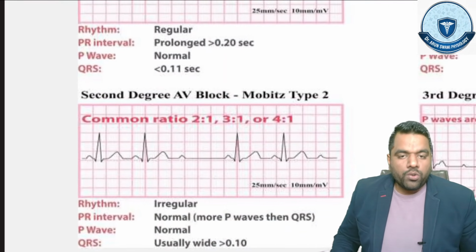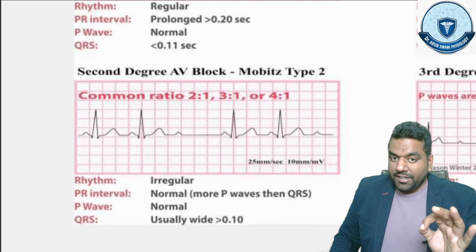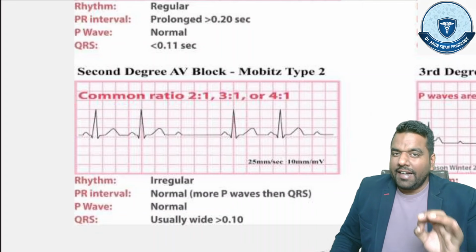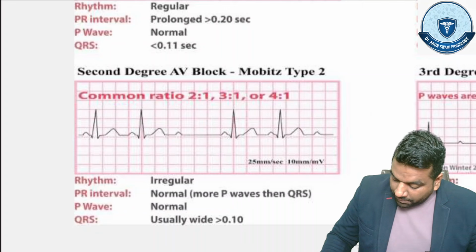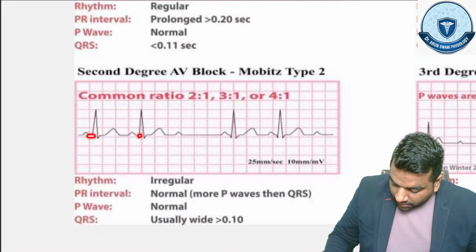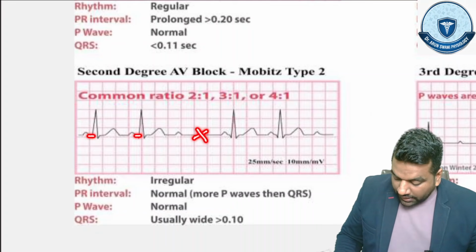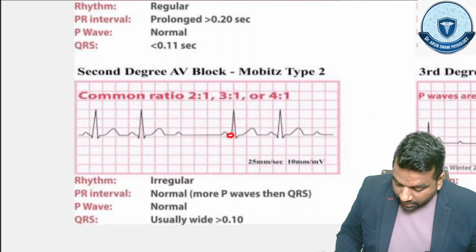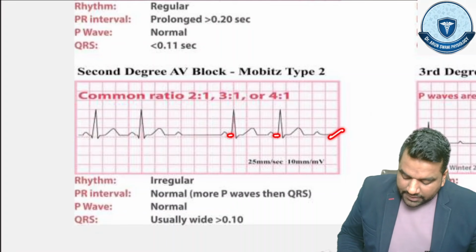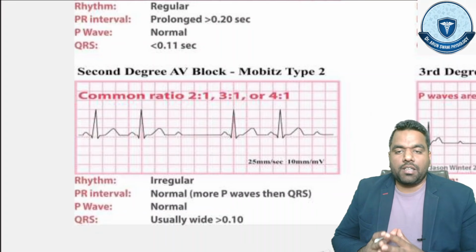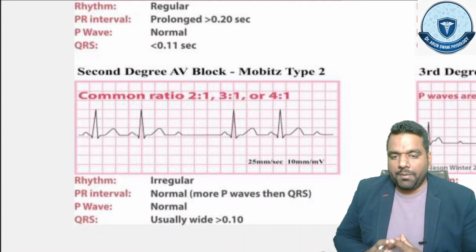In type 2, we know the PR is constant, and there is a drop beat. So you can see PR normal, and then there is a drop beat, meaning no QRS formation. Again there is a normal PR, and again there is a drop beat. So this tells us about the second degree Mobitz type 2.